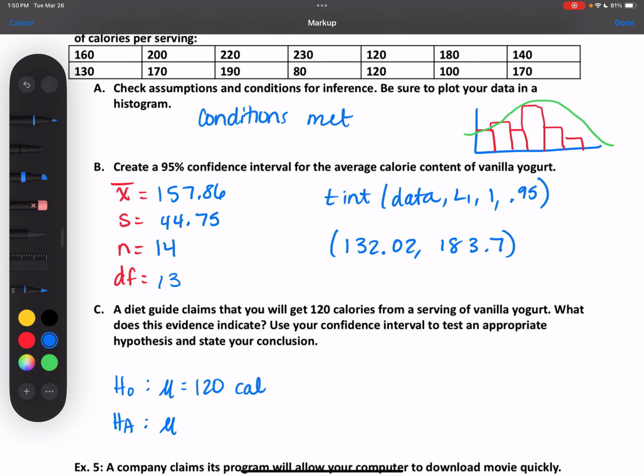Yeah, not equal. It means not equal to 120, because it's not specifically asking if it's greater or not. They're just saying that you do get 120, so our alternate would be that we don't.